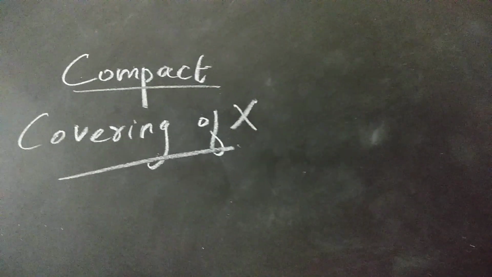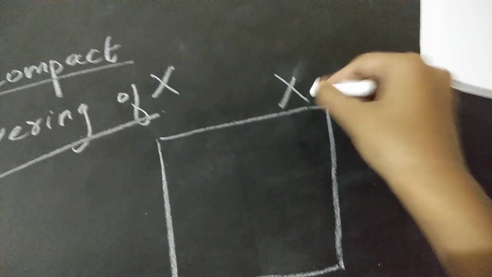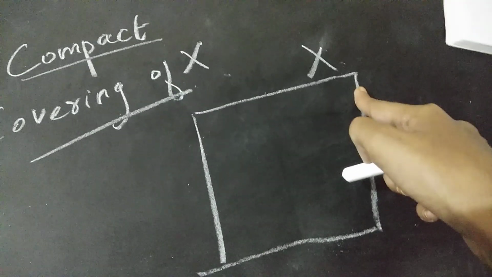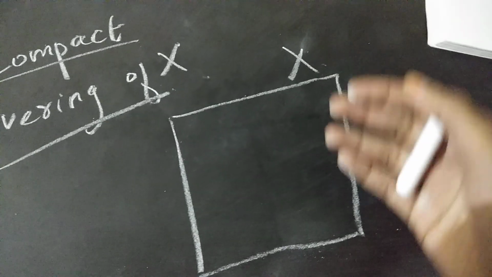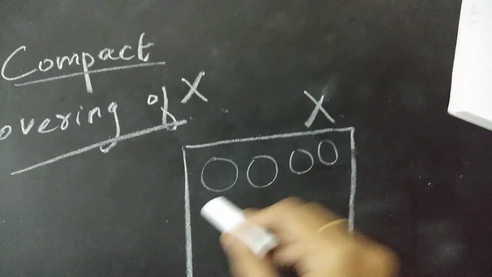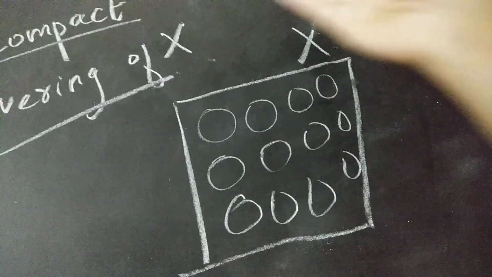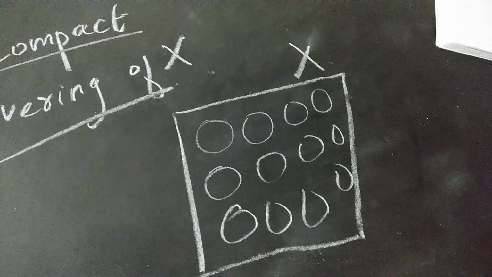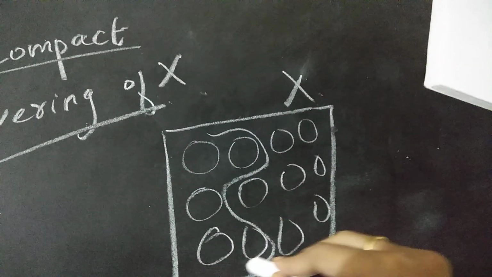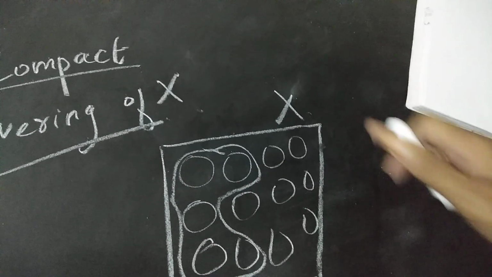First, you have to consider a topological space. Imagine this is the topological space, and you are going to write the covering of this topological space X. Within this topological space you can see so many subsets. Imagine like this. Among these subsets I am choosing some of the subsets from this topological space X.